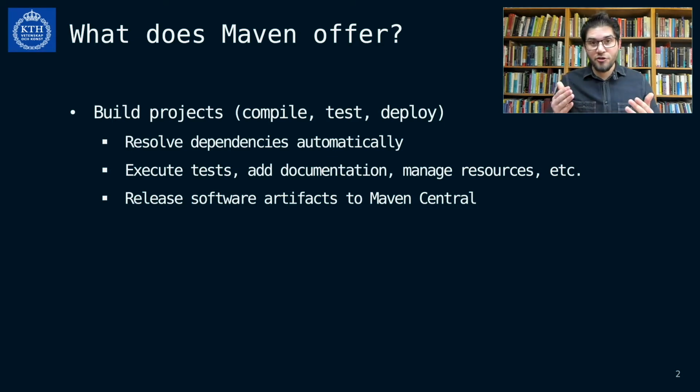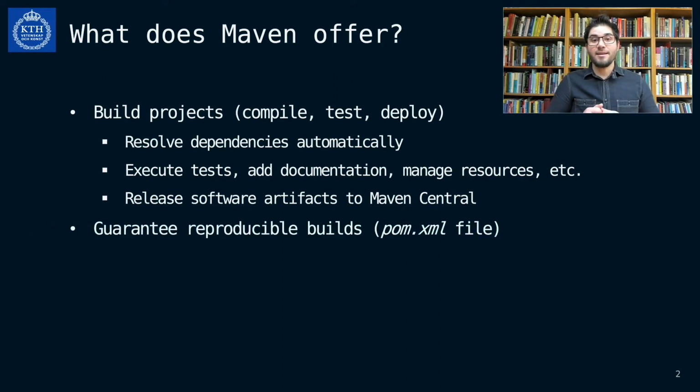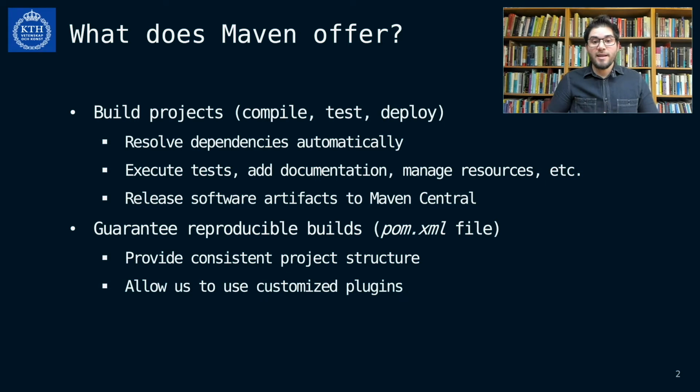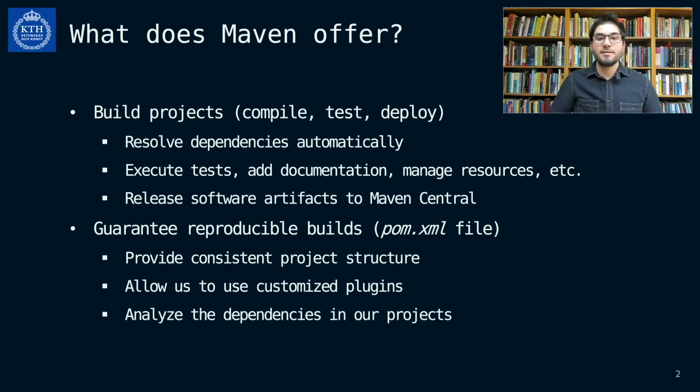An important feature of Maven is that it guarantees the reproducibility of builds, since every build is based on the same pom.xml file. Since Maven provides a consistent structure of our project, this allows us to implement additional tasks in the form of custom plugins. For example, to analyze the dependencies of our project.